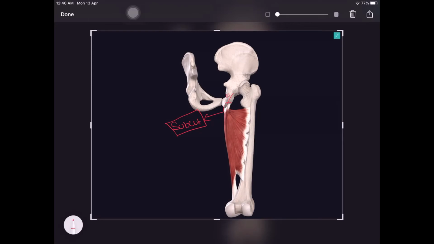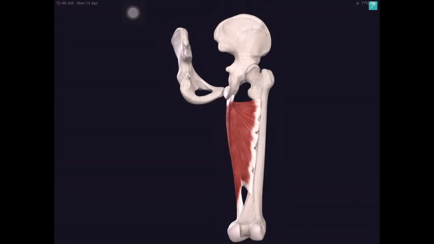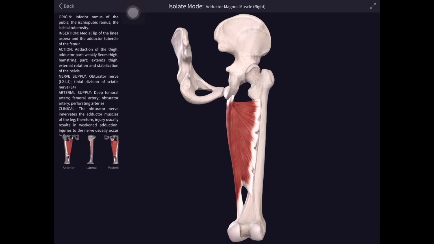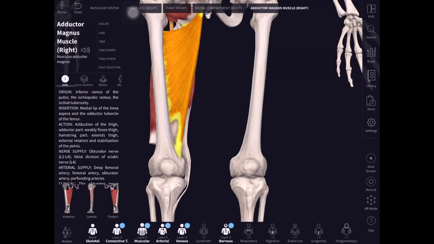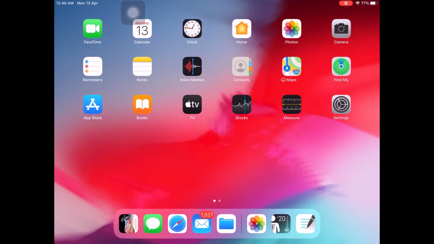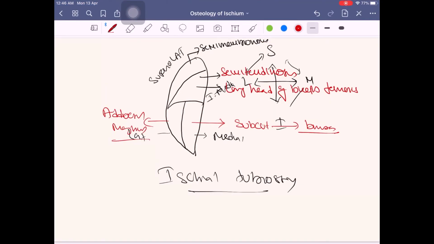So here you got your semitendinosus and your biceps femoris long head, and here was your semimembranosus, and down, this muscle is your adductor magnus, and that is subcutaneous area where we'll have a bursa, Weaver's bursa, I told you. So this is about your ischial tuberosity. So let us go back to the lecture.